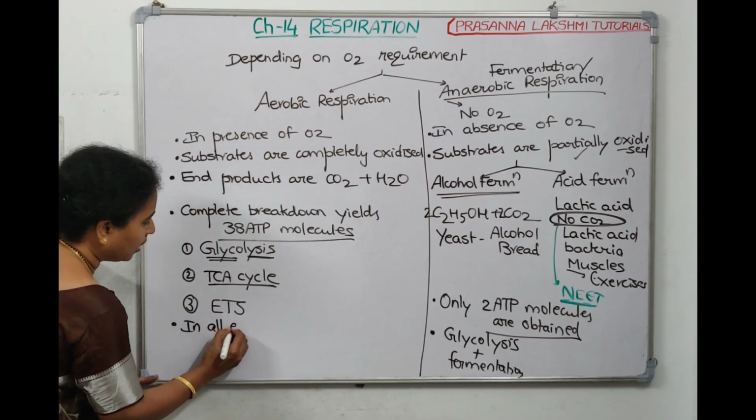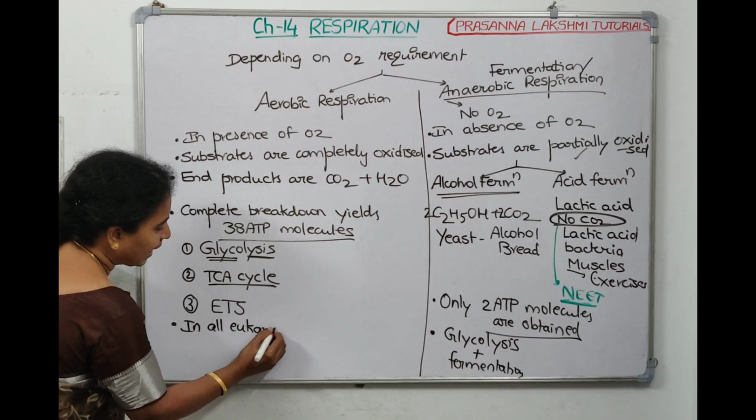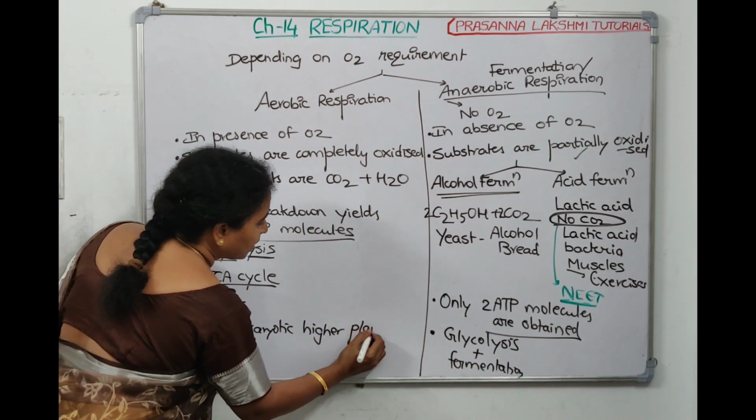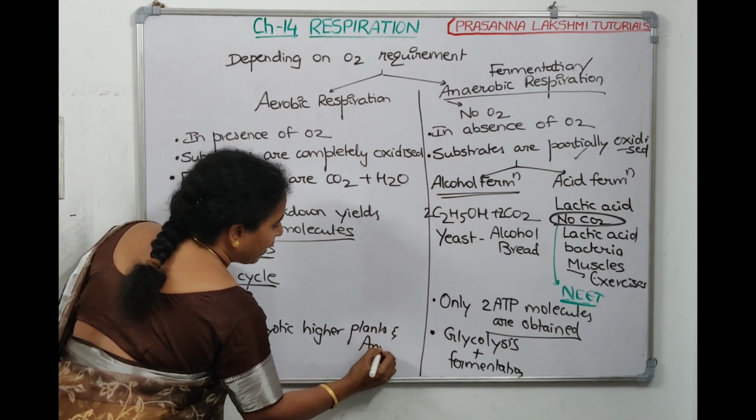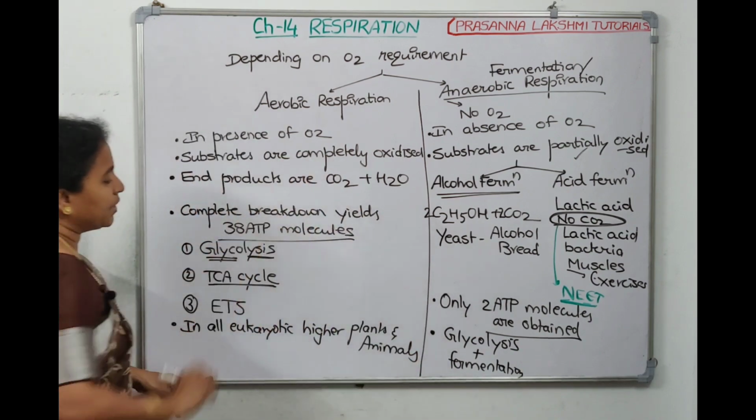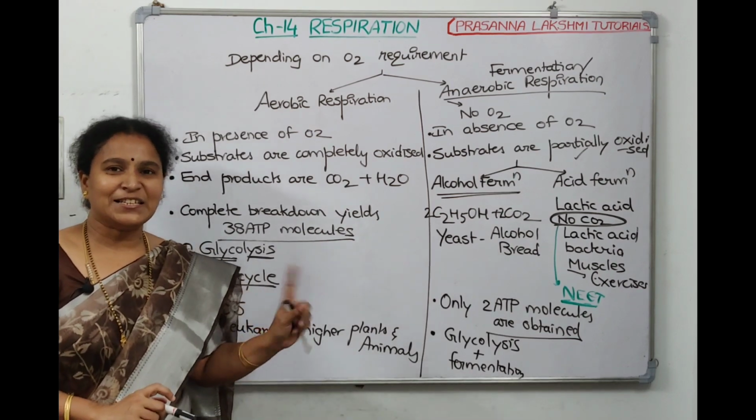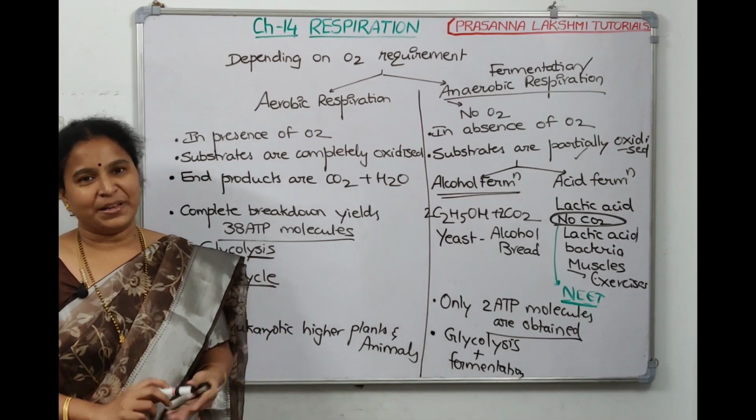In all eukaryotic higher plants and animals. Where can we find aerobic respiration? In plants and animals we find aerobic respiration. So these are the differences between aerobic and anaerobic respiration.